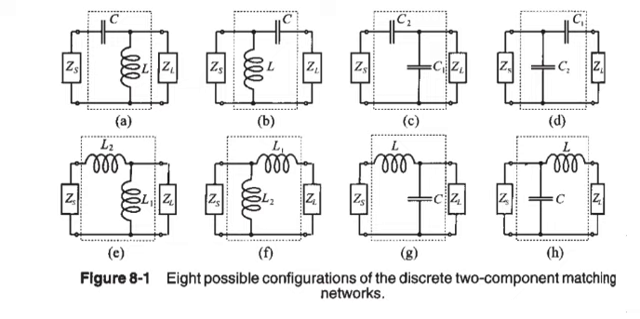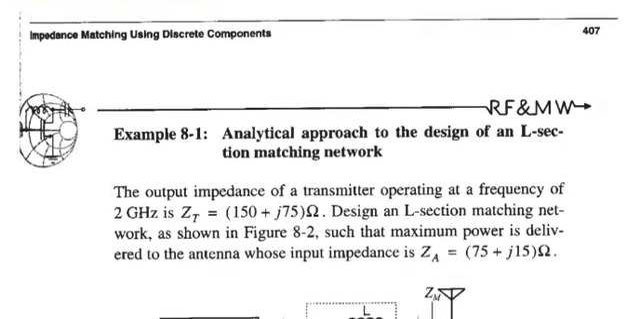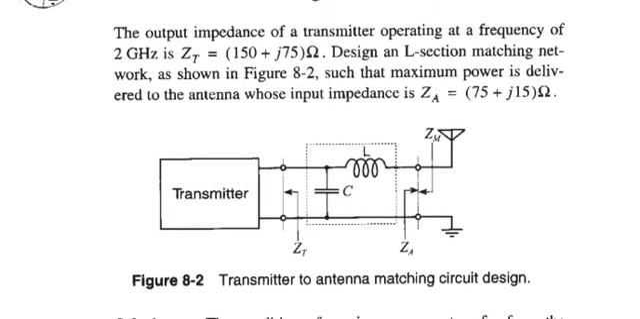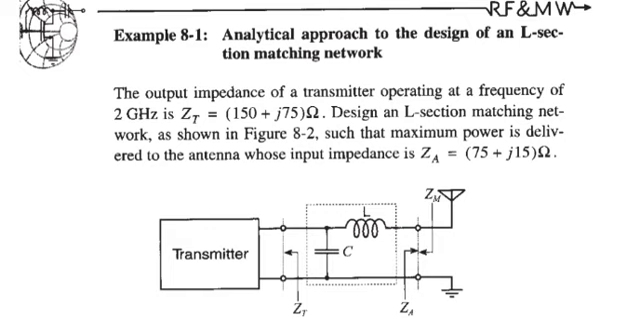We can also discuss this approach with an example. This is going to be the analytical approach. In this example, the frequency is 2 gigahertz, the transmitter impedance is 150 plus j75 ohm, and the antenna impedance is 75 plus j15 ohm. Our target is to find the value of the capacitor and inductor so that the transmitter and the antenna are properly matched.